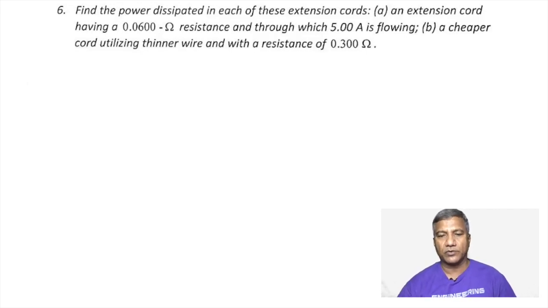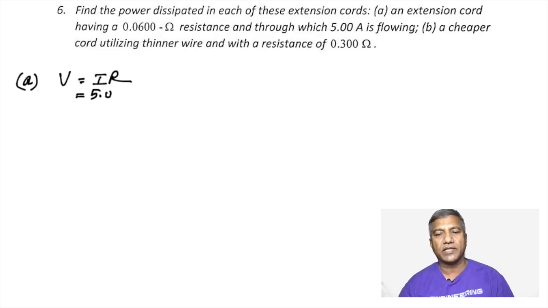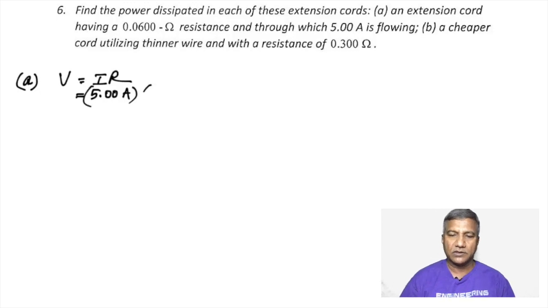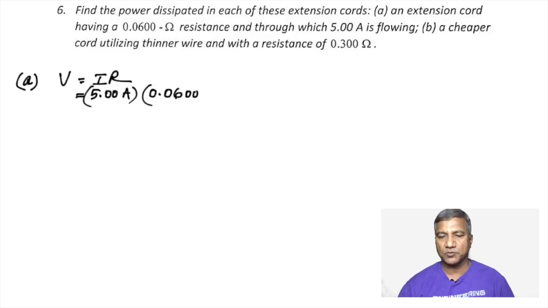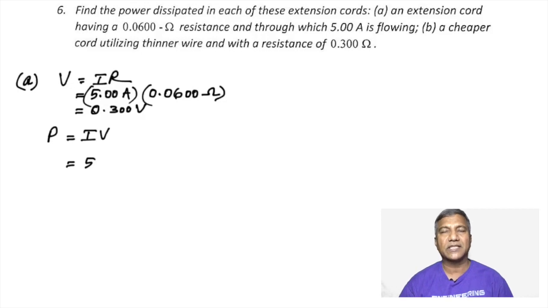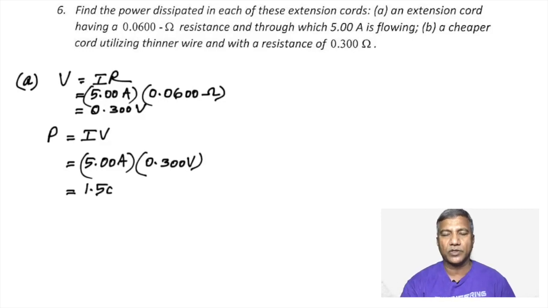So to find the power dissipated, we have to first use Ohm's law and find the voltage. So the current is 5 ampere, the resistance is 0.06 ohms. So the voltage dropped across the extension is 0.3 volt. And then the power is I times V. And so since we know the current is 5, multiply the 5 with 0.3 and you get the power wasted in the extension cord as 1.50 watts, which is okay, which is a small amount of power.